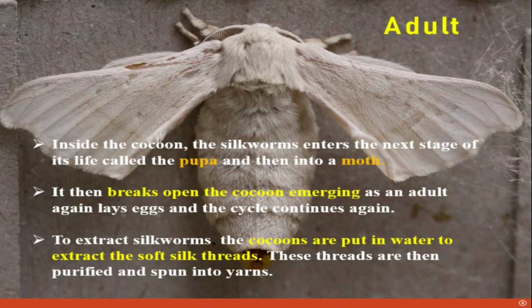To extract silk, the cocoons are put in hot water, where we need hot water to extract the soft silk threads. These threads are then purified and spun into yarns. With the help of the silk, we can definitely create silk cloths.